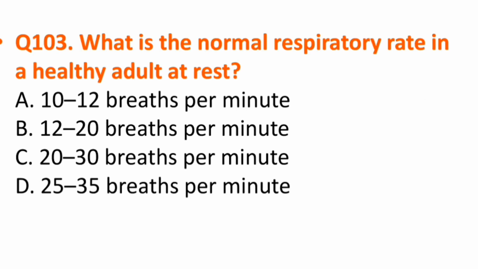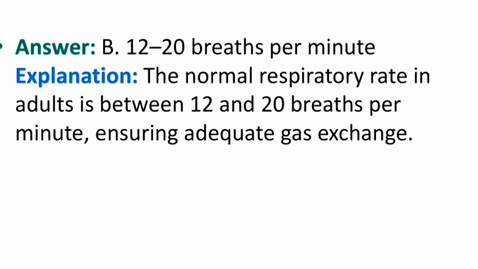What is the normal respiratory rate in a healthy adult at rest? Option A 10 to 12 breaths per minute, option B 12 to 20 breaths per minute, option C 20 to 30 breaths per minute, option D 20 to 35 breaths per minute. The correct answer is option B 12 to 20 breaths per minute. The normal respiratory rate in adults is between 12 and 20 breaths per minute, ensuring adequate gas exchange.